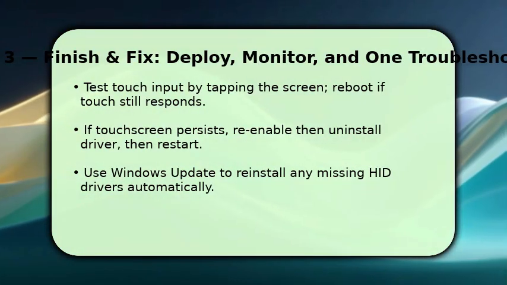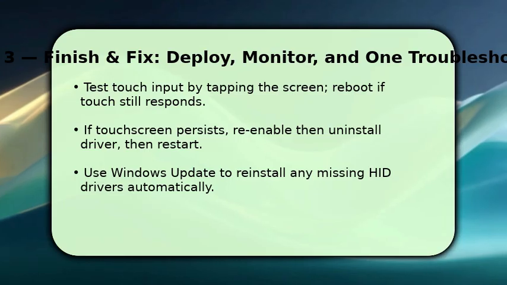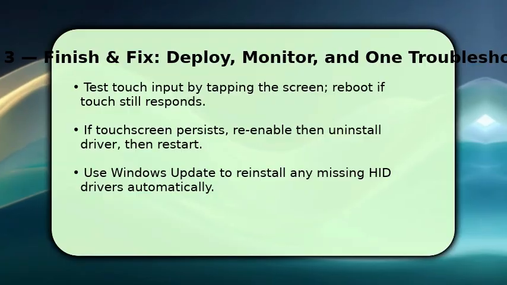Finish by testing touch, tap the screen. If it's disabled, you're done. If touch still responds, reboot once. Sometimes the change needs a restart to take full effect.